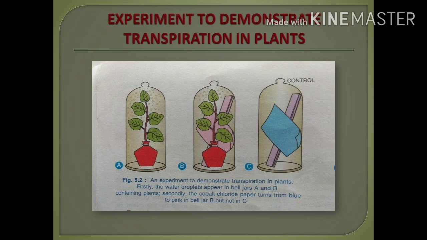Here when the cobalt chloride paper is dry, it is blue in color. When it is in wet condition, it is pink in color. This is the setup B.